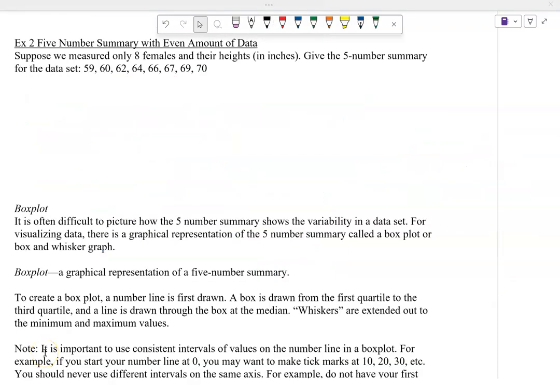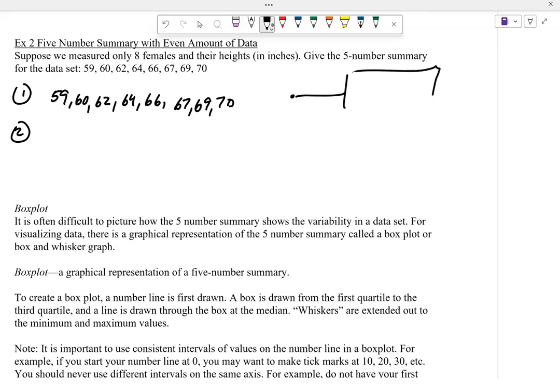Well, let's say this time, instead of an odd amount of data, we have an even amount of data. We have 8 females and their heights. All right, so still I want to order it. So I got 59, I got 60, 62, 64. Looks like it's in order. 66, 67, 69, and 70. Let's find the middle or median. And we know our minimum is 59. We know our maximum here is 70.